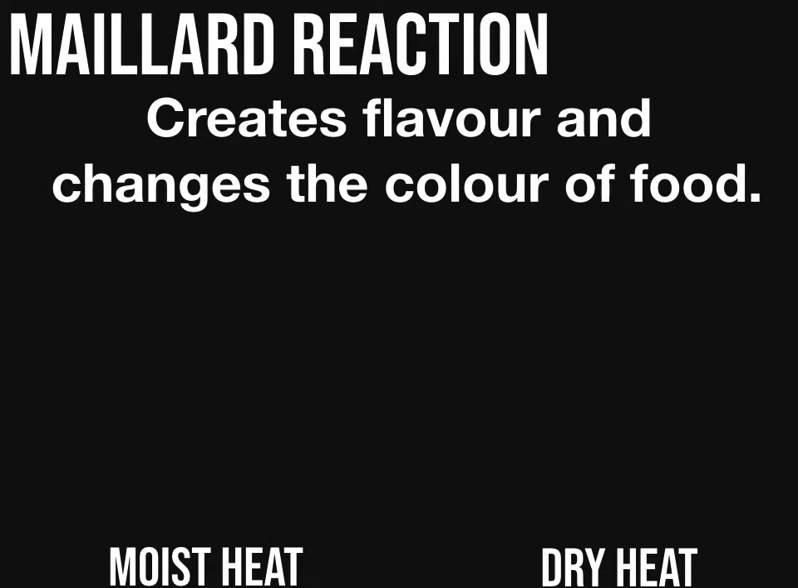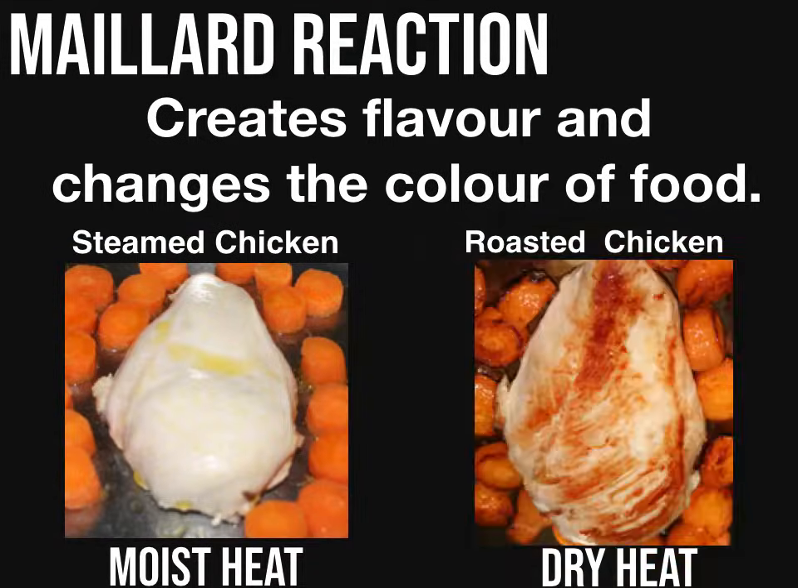Before we get into those dry heat cooking methods, let's talk about the Maillard reaction. The Maillard reaction creates flavor and changes the color of the food. When heat is applied, all those enzymes and amino acids and sugar react, and they start to get kind of toasty, brown, and crunchy, and that creates a crust and more flavor on our food.